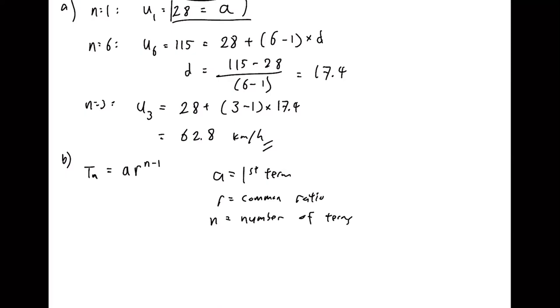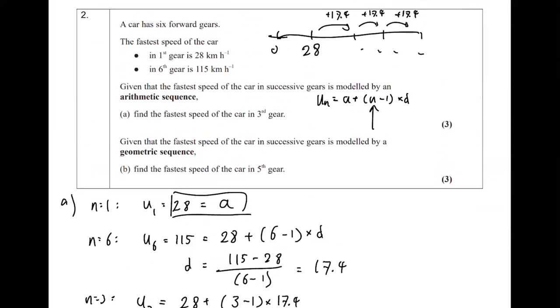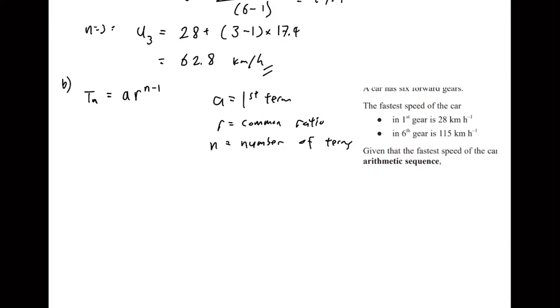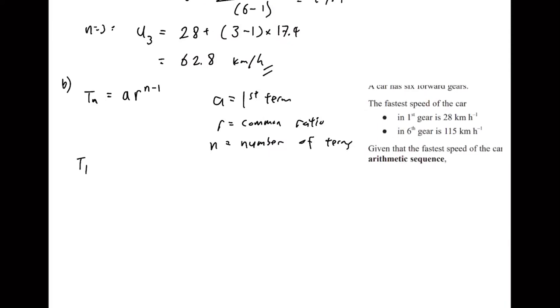Okay, so that means that I can make use of the information given. We mentioned that first gear is 28, sixth gear is 115. So you do the same procedure, but this time with Tn. So T1 equals A times R power 1 minus 1, which is 0. So R power 0 is 1. So this is just equal to A, which is equal to 28. Okay, so we get A equals 28.